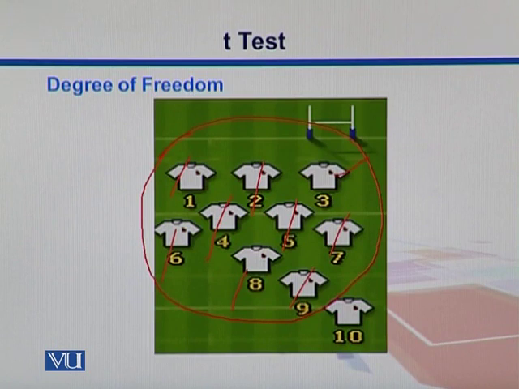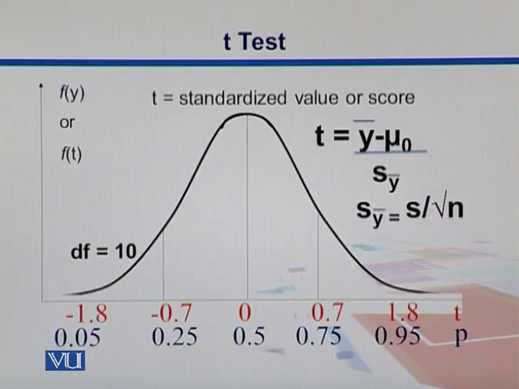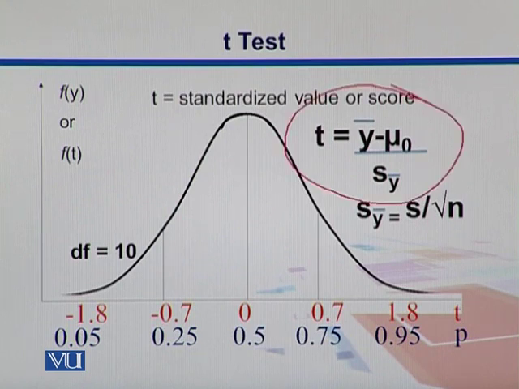So for example, for any sample where we came up with a sample mean, or for any observation y, for a sample mean we can have y bar. We can calculate t as t is equal to y bar minus mu naught, where mu naught is the population mean, divided by s of y bar, like this equation over here, where s of y bar is the standard error of the mean. So it's the standard deviation divided by the square root of n.